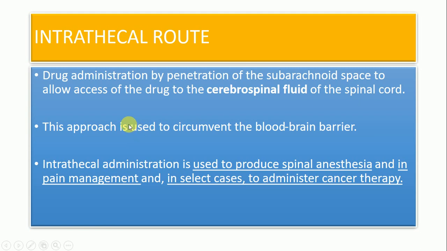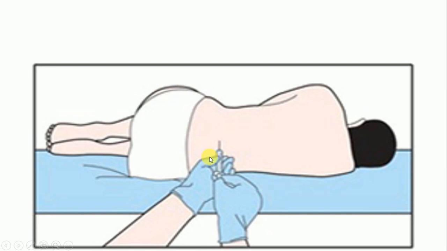So it will be difficult for these drugs to reach the cerebrospinal fluid in order to produce a central nervous system effect. So what we do is use the intrathecal route to penetrate the subarachnoid space directly, and then administer the drug in order to access the cerebrospinal fluid. The intrathecal route is used to produce spinal anesthesia, and also in pain management, and in select cases to administer cancer therapy. Look at the photo for this one: someone is trying to access the cerebrospinal fluid.